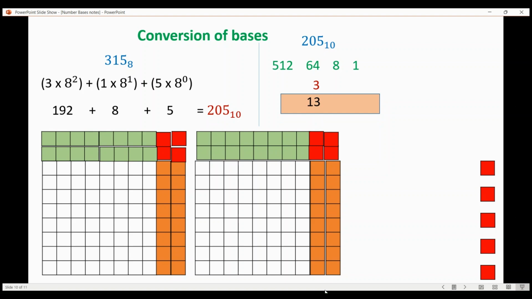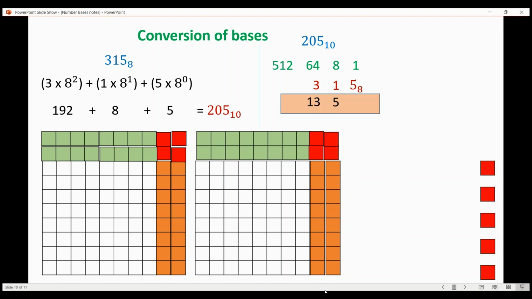And then, if we have 13 units, can we get a group of 8 in it? Yes, we can get one group of 8, and we'll have a remainder of 5. And then, if we have 5 units remaining, how many units is that? 5. So 205 to base 10 is really 3 8 squareds, and 1 group of 8, and 5 units, or 315 to base 8.